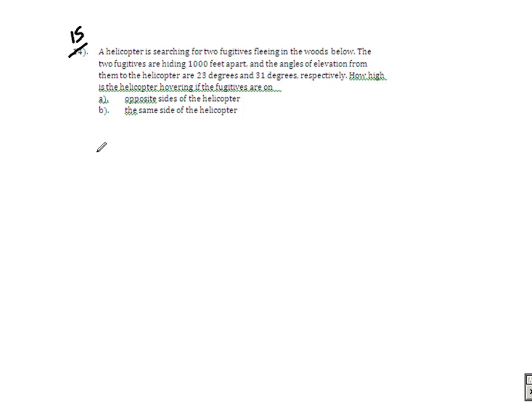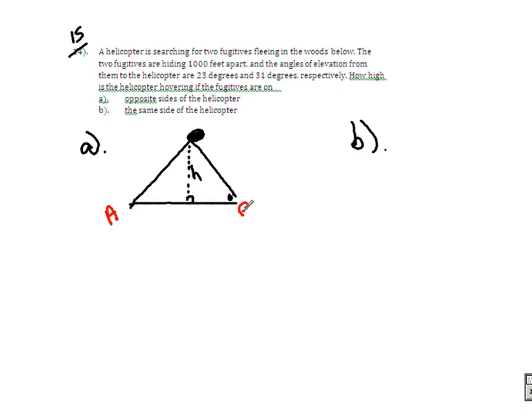Picture that we're looking at, part A here, part B over here. In part A, they want to be on opposite sides. So there's my helicopter, here's guy A, fugitive B. Draw your triangle. We're going to want to eventually see what the height is. Name the triangle if it helps, which I definitely would suggest. AB, helicopter C. What we know for a fact is the angles are 23 and 31. Doesn't matter which one goes where. And they are 1,000 feet apart.